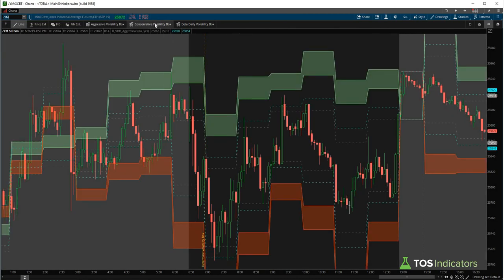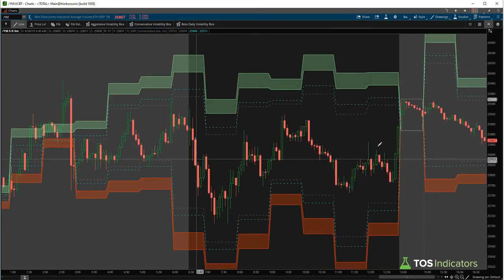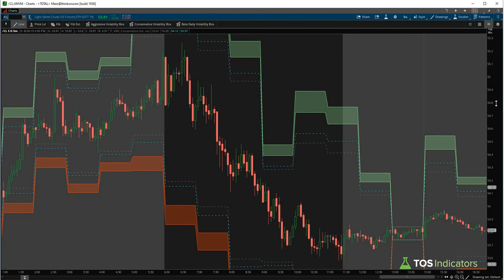So we take a look at the Dow once again. We breached the aggressive volatility box, as you can very clearly see. That was our sign to switch over to the conservative volatility box for the rest of the day. And looking at the conservative volatility box, we had absolutely no entries. We didn't breach either side of the conservative volatility box's entry lines, and that helped us stay focused on the Nasdaq futures.